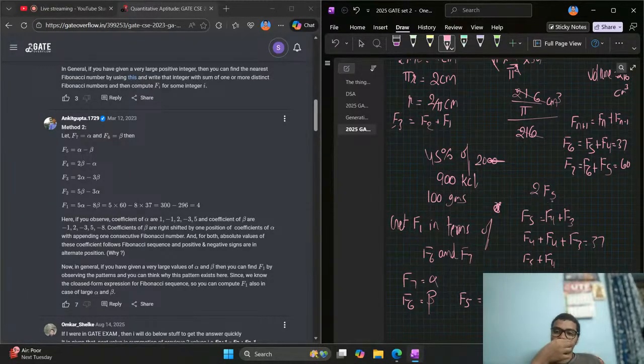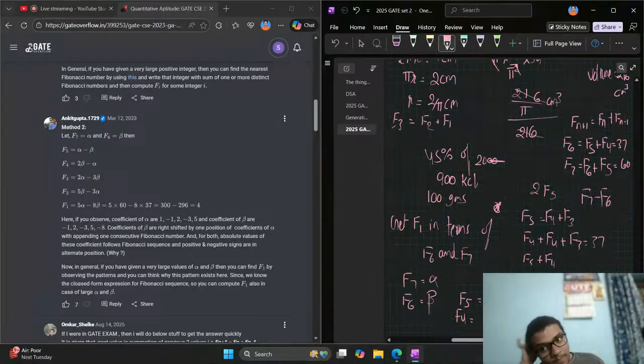Okay, got it. So F5 can be written in terms of, this is F7 minus F6, right? Alpha minus beta. That made sense. F4, F5 minus F3. Yeah, from here you do that. F6 minus F5. F6 is what? Beta minus. F5 is what? Alpha minus beta.